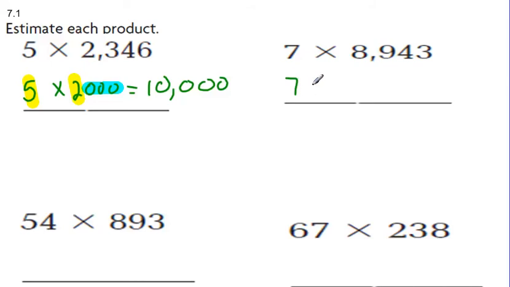So next one, we have 7, because again, single digits stay the same, rule number 3, times 9,000. That equals 7 times 9 is 63, because that's my basic fact. My basic fact is 7 times 9. And then I have 3 zeros. So yep, you bet, that tells me I need to add 3 zeros. And again, you'll notice I put my comma.